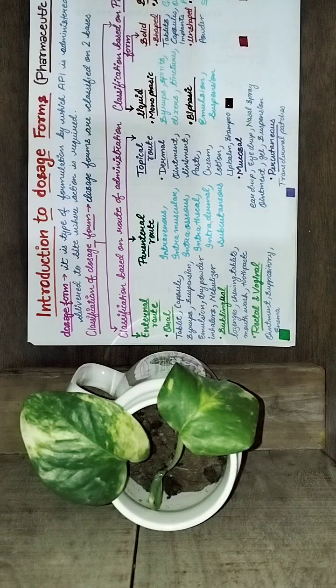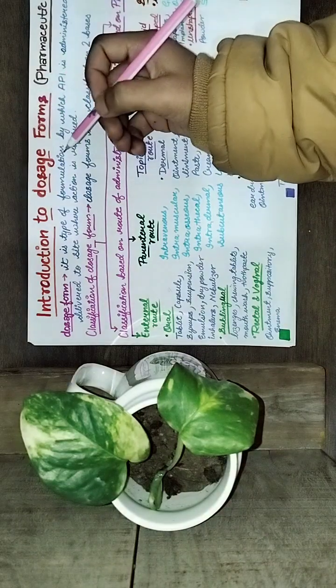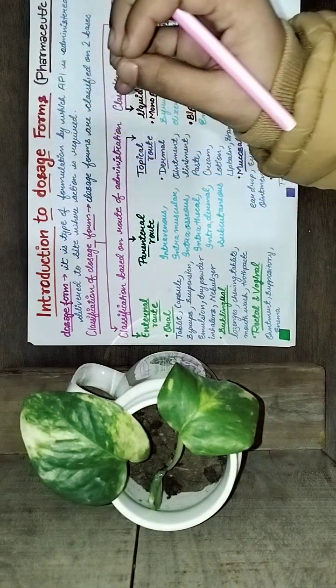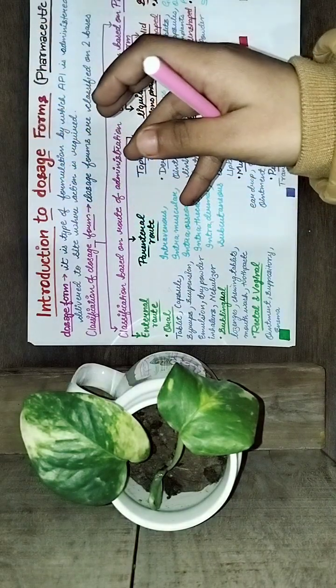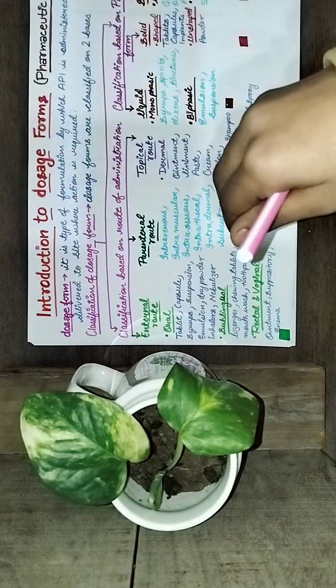Greetings from my side. This is lecture number 4 of Pharmaceutics, and in this lecture, we're going to start a new chapter which is Introduction to Dosage Form. Now, what is a dosage form? Dosage form is the form in which we make our API to be administered in our body.